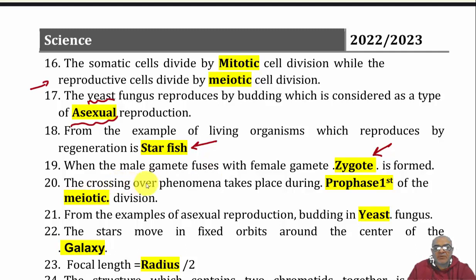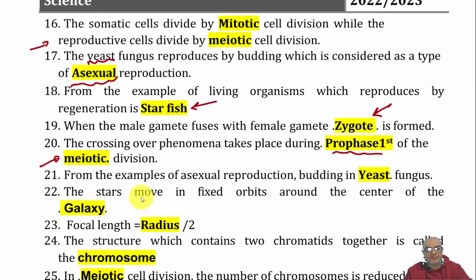The crossing over phenomenon takes place during prophase 1 of the meiotic division, because there is no crossing over in the mitotic division. The meiotic division only has the crossing over phenomenon.